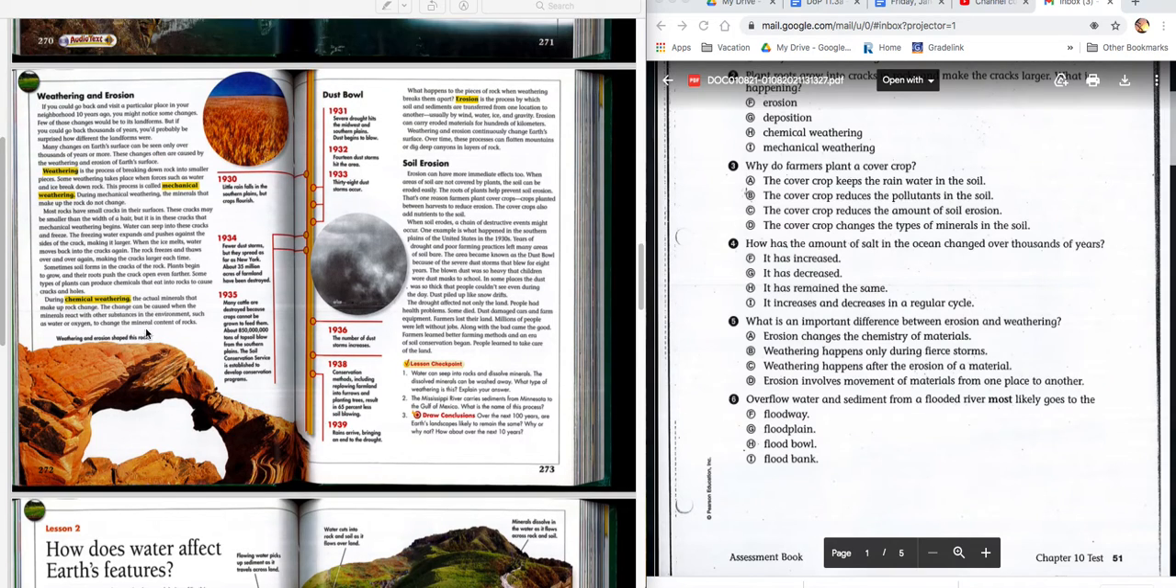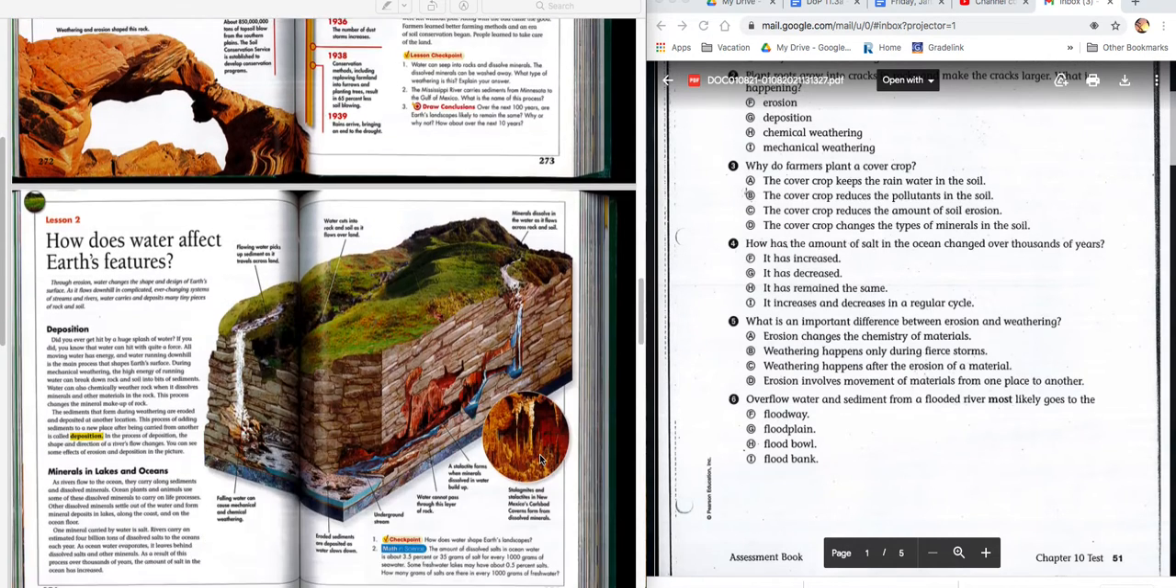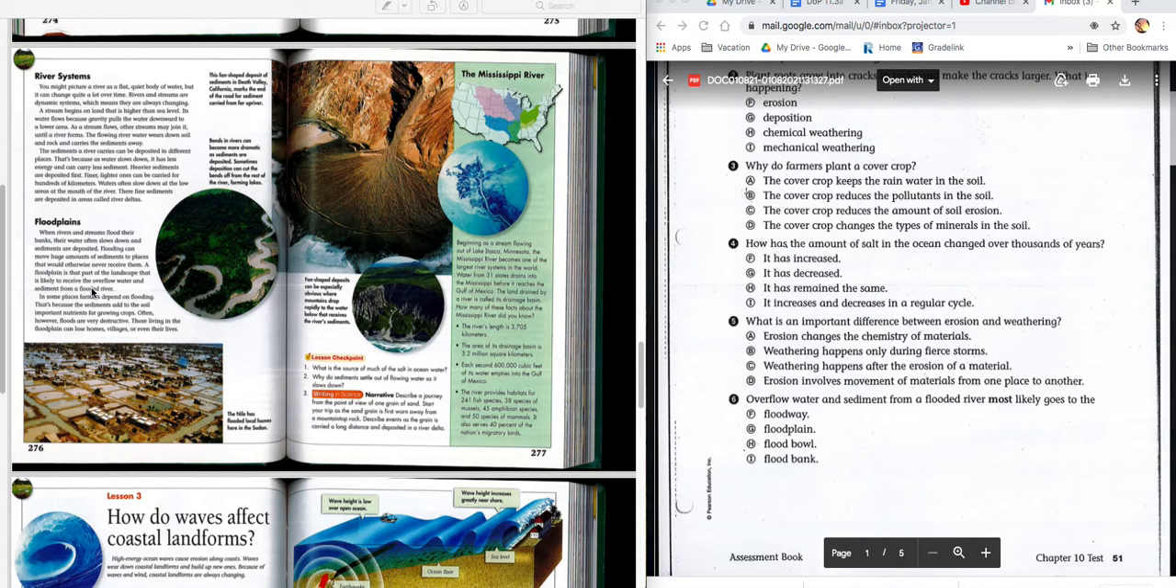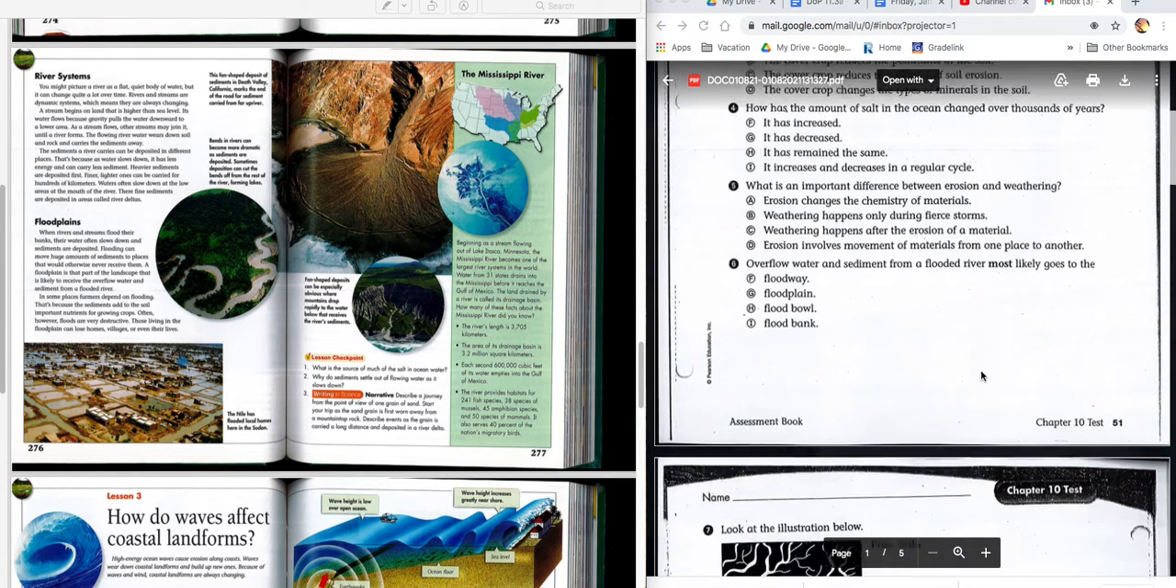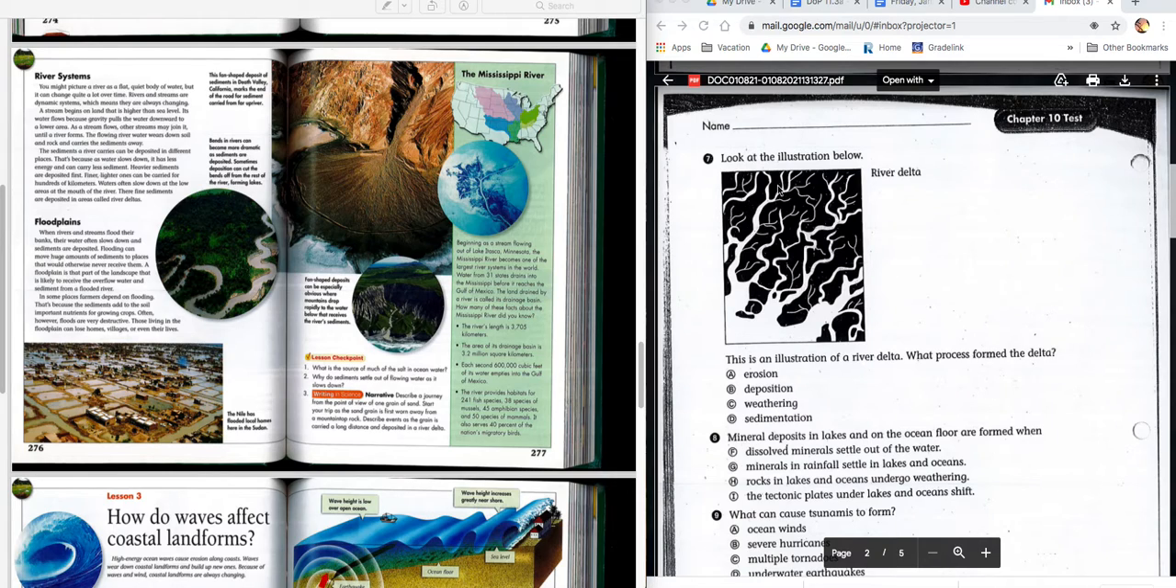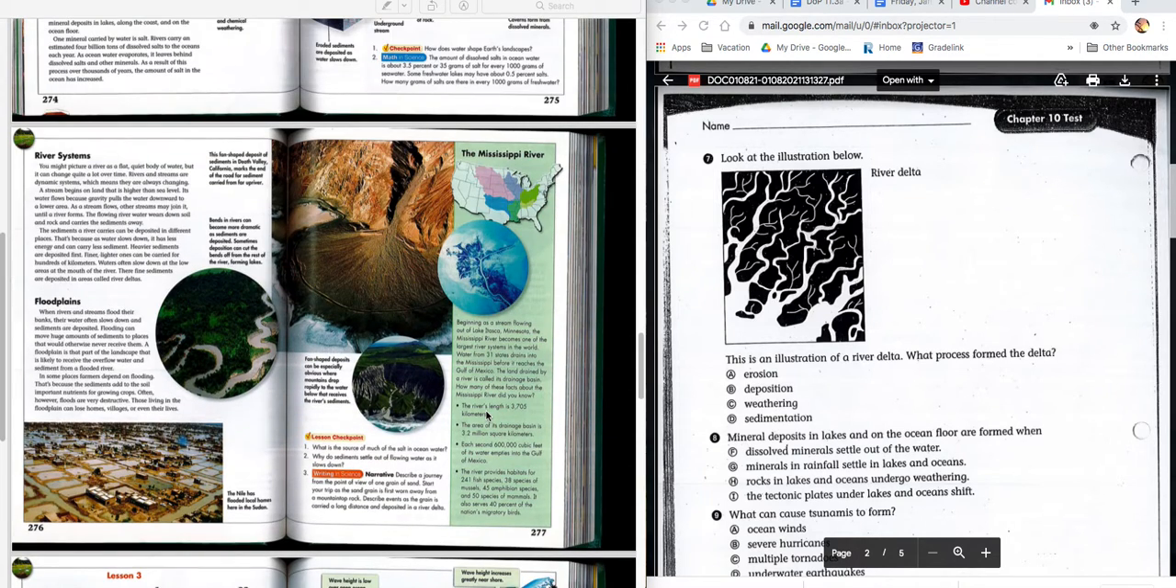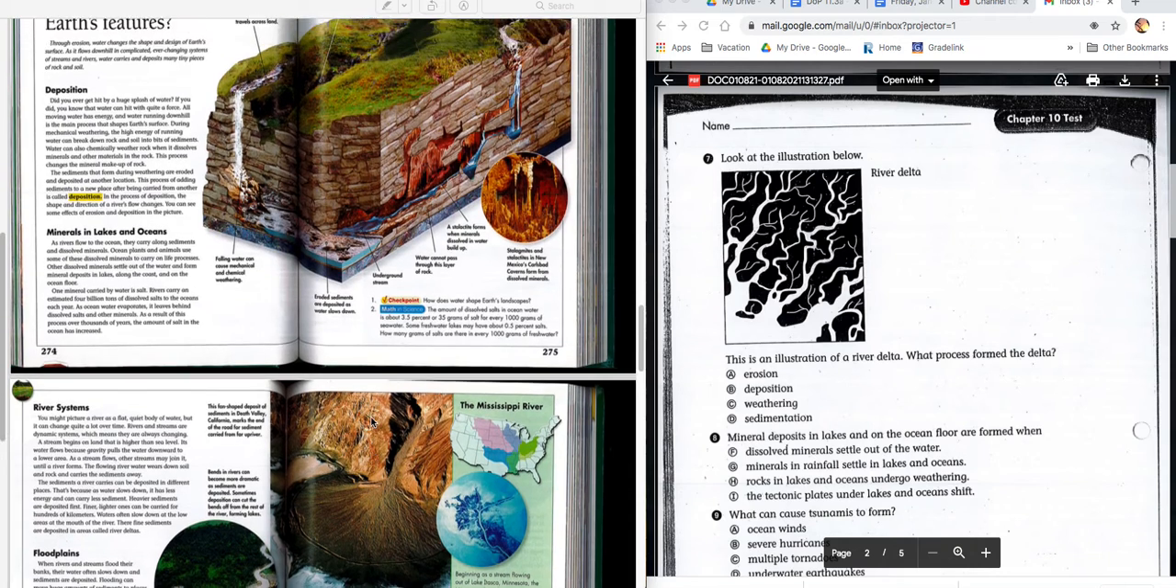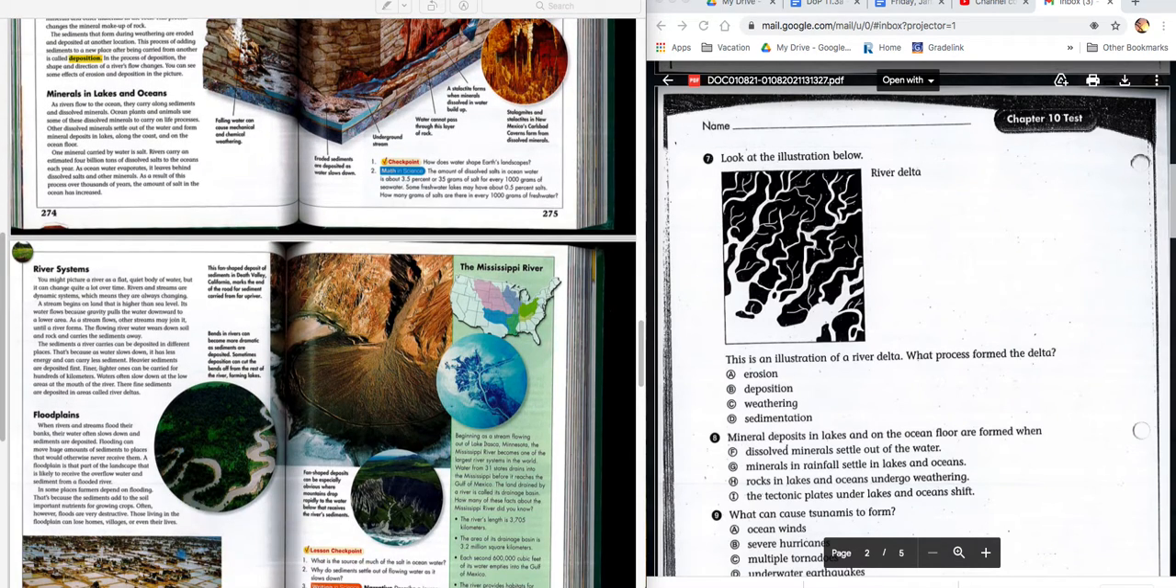Weathering and erosion, guys, are back here on page 272 is weathering, erosion, 273 up here at the top. Overflow water comes down here on page 276. Look at the illustration below. This is a river delta. Which illustration of the river delta helped make that would be in here. The vocabulary word that goes with it might be up on 274 here, but you can certainly read about it over here on page 276.